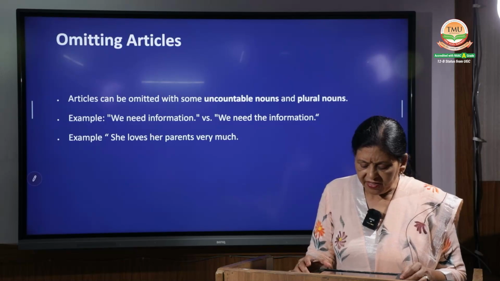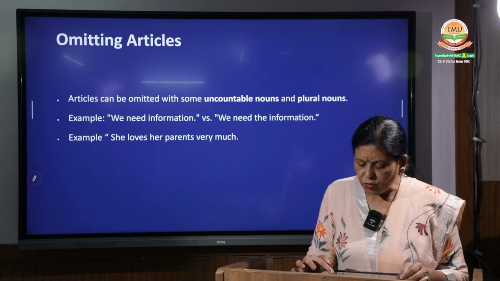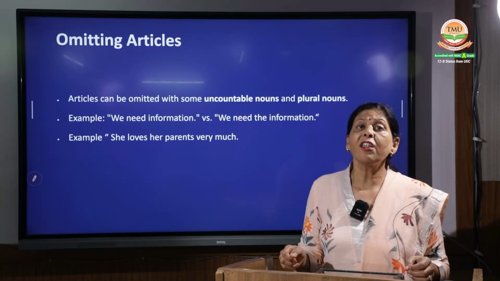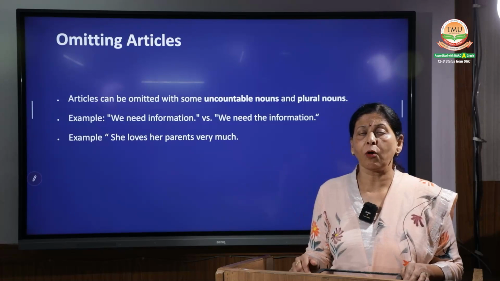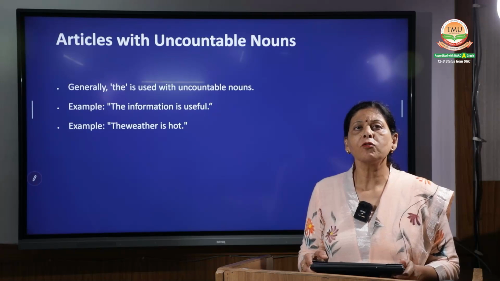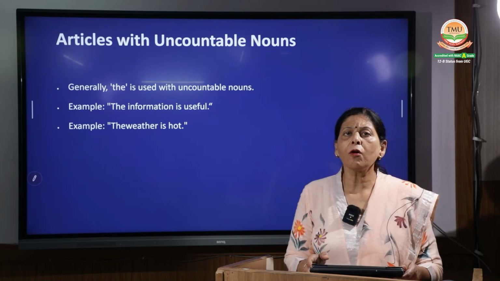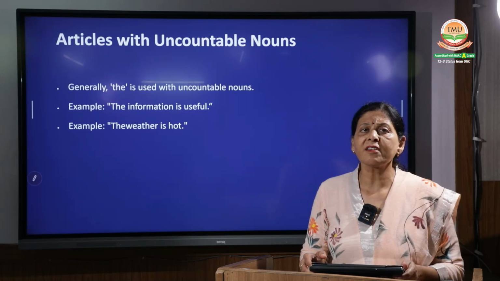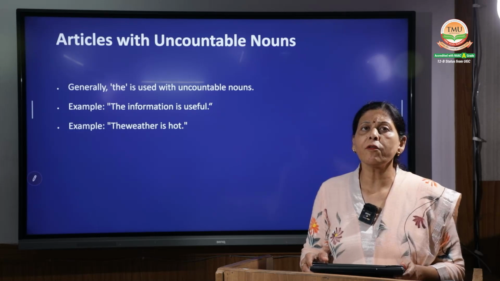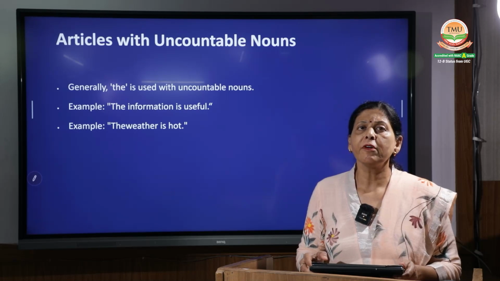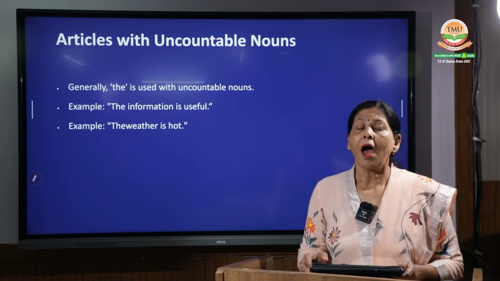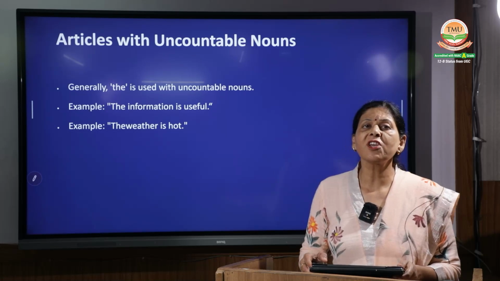So generally the is used with uncountable nouns. Generally, it's not specifically that the is used only in front of uncountable nouns, because before that I have just discussed the cat. So we were discussing articles with uncountable nouns, the use of the article the in front of uncountable nouns. We were discussing the difference between countable and uncountable nouns. And uncountable nouns are the ones which cannot be counted.